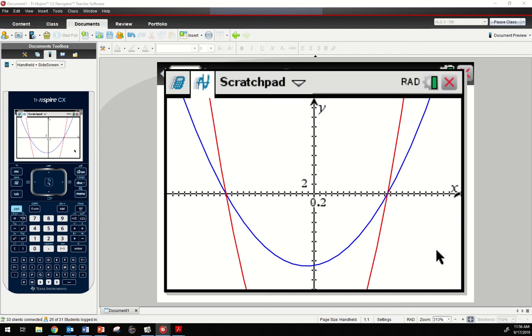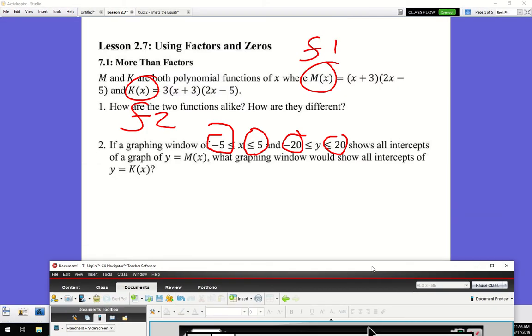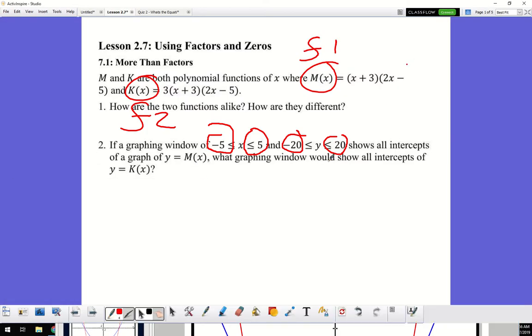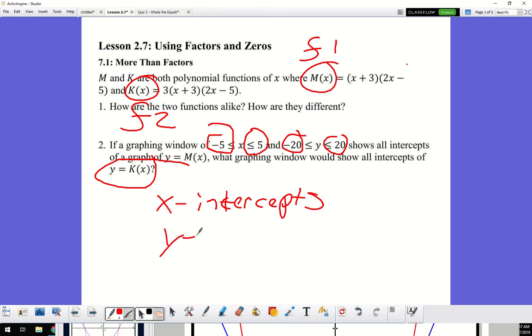Now, we changed the window here, so let's go ahead and take a look at that. It says, if a graphing window exists, show all intercepts of k of x. Now, by all intercepts, it's asking for the x-intercepts and the y-intercepts. So it means where it crosses the x-axis and where it crosses the y-axis. So I'm going to erase a little bit here.